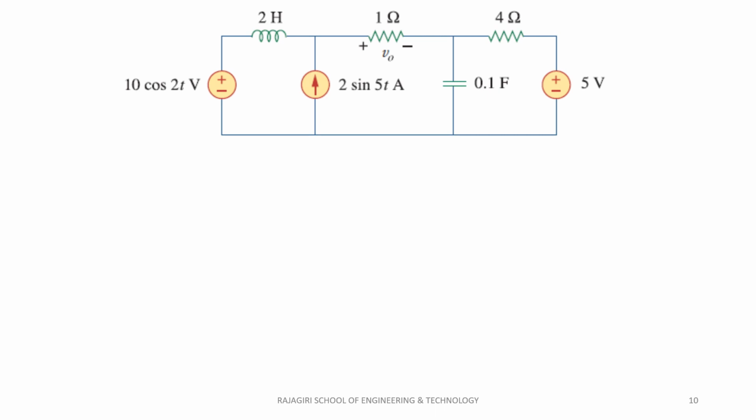Let us look at the phasor circuits at each frequency used in the analysis. For the 5 volt DC source, we short circuit the AC voltage source, open circuit the AC current source, open circuit the capacitor, and short circuit the inductor. The resultant circuit is shown.